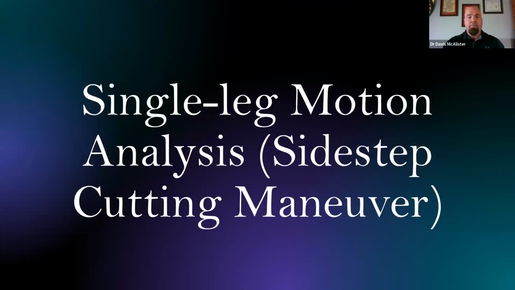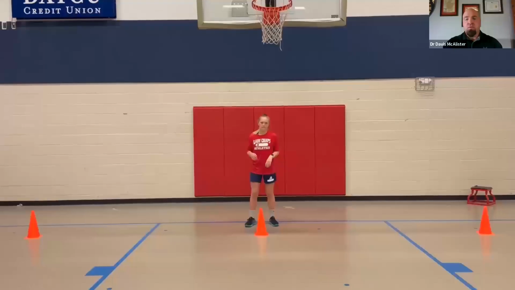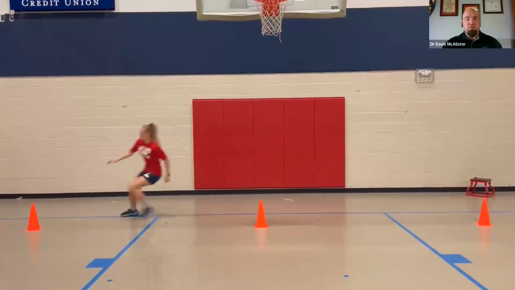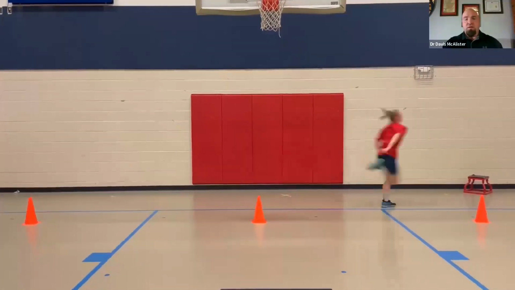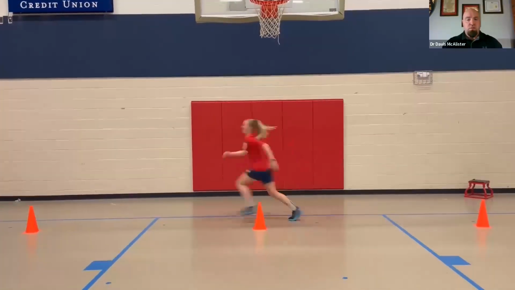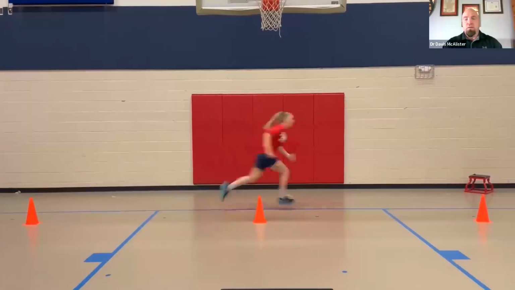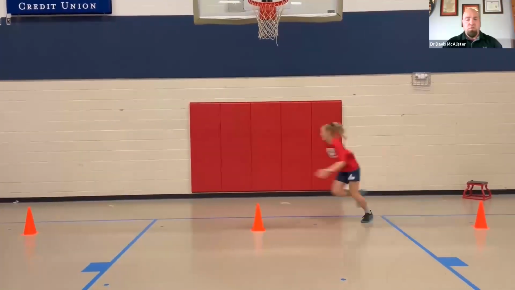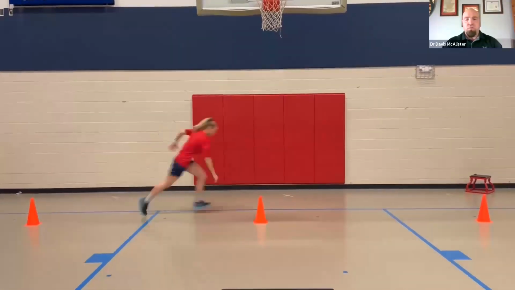Then we get into our single leg motion analysis, sidestep cutting maneuvers. It's as simple as a pro shuttle. Watch when she plants on this side. Look at that leg. That leg is tilted in. She's overextending, right there. So this young lady is at a pretty significant level of risk for being able to tear her ACL.